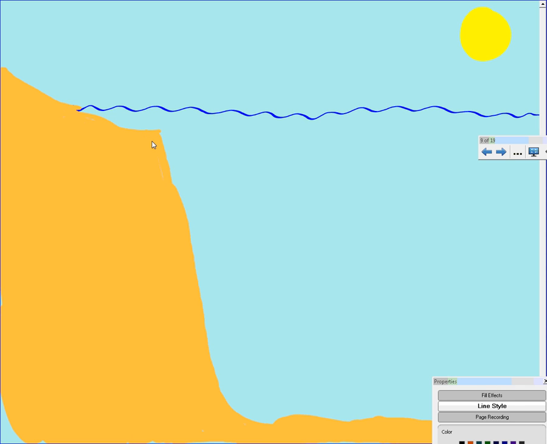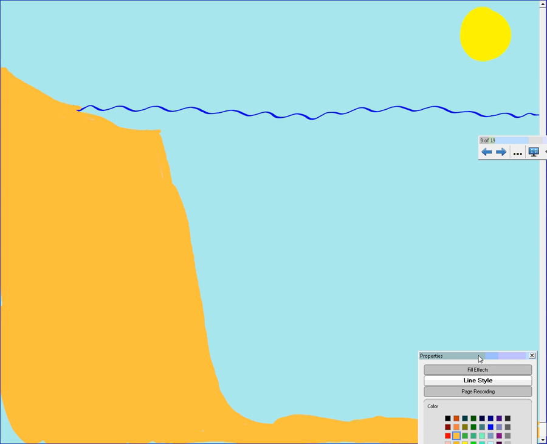You can always color that in later, but I'm going to move on now. All right, so far we have our scenery for our ocean. Everything under here is the water. All right, moving on.